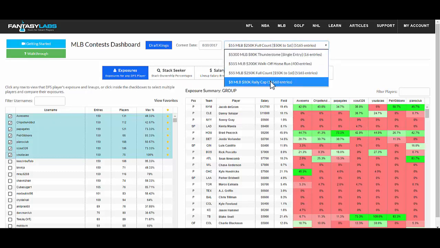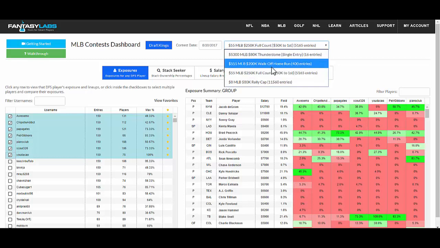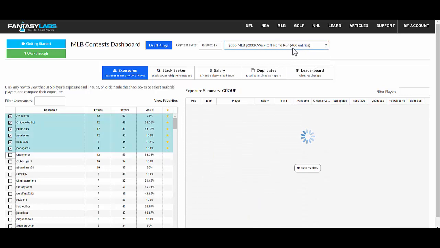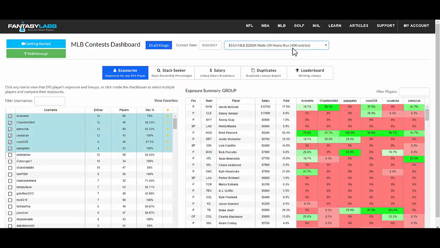So if we click on full count or walk-off home run or the Thunderdome, you can see the ownership percentages for every player who was in that contest.